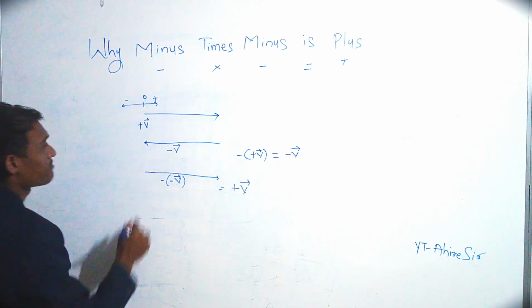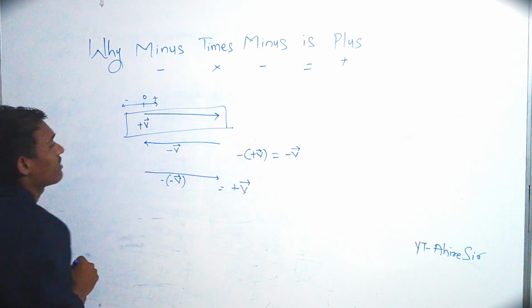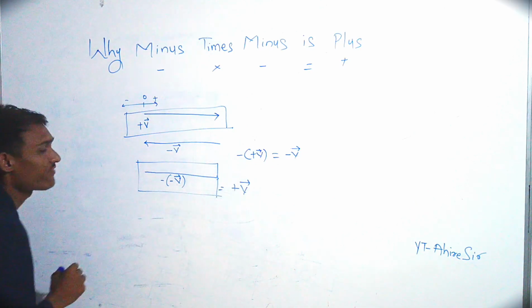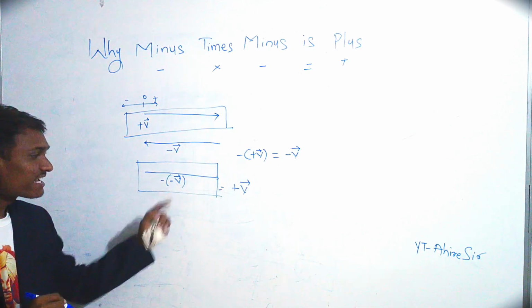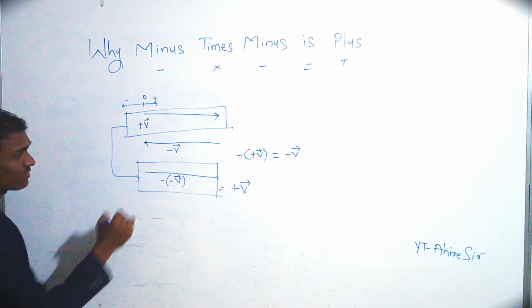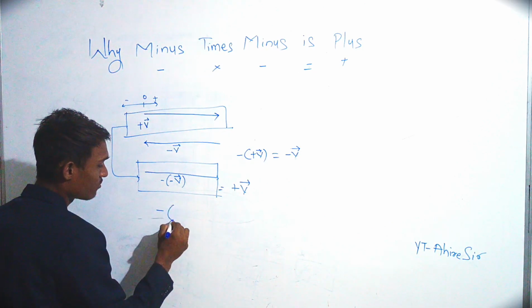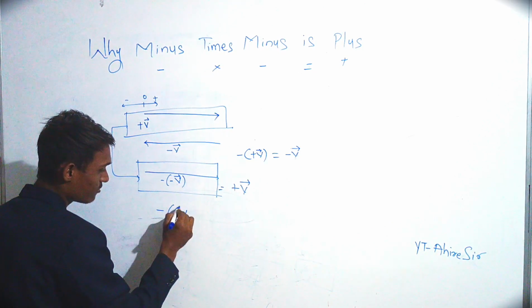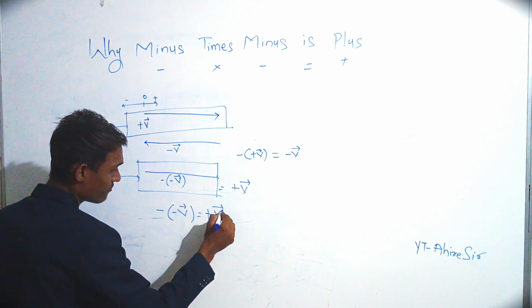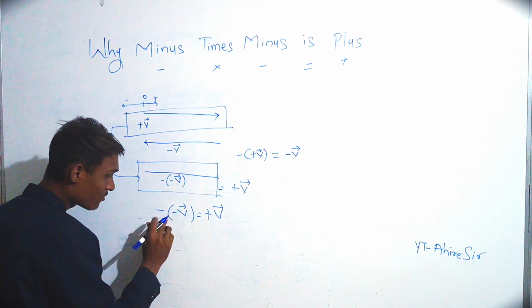positive v, because the shape of positive v and the negative of a negative v is the same. So we are able to write that negative times negative v is a positive v.